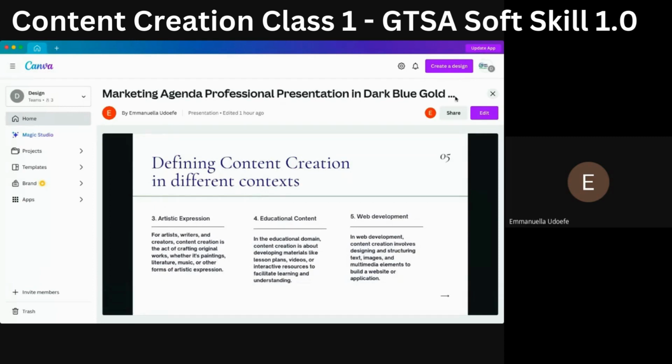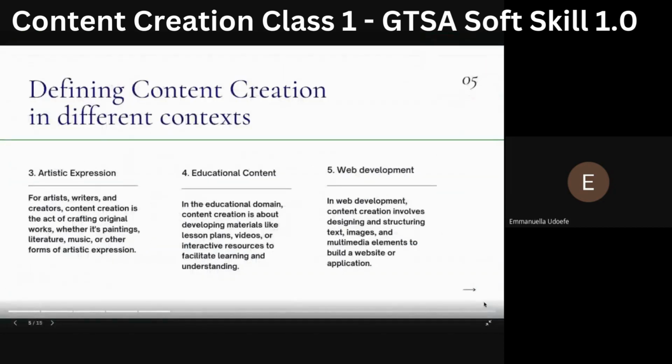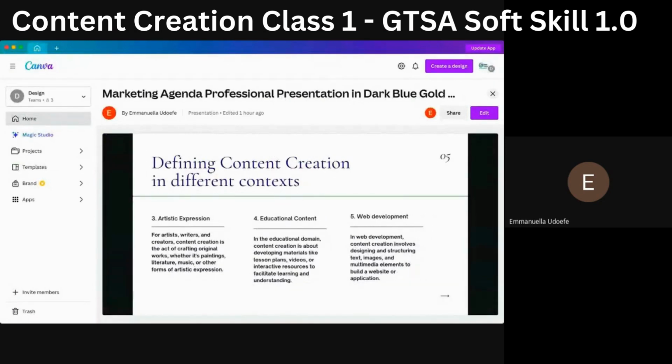Now, the third one is artistic expression. We're talking about artists who either write scripts for maybe movies, or write scripts for songs, or draw. Content creation in their own field is crafting of original works. There are people who are into ghostwriting. That's they write for other people. So when you read a particular work, you feel that it is for somebody, whereas you wouldn't know that it has been written by another person. But what is important is that the information that person is passing through the writing, through the movie, through the music, the person who wrote those things has created content for the purpose of an artistic expression.